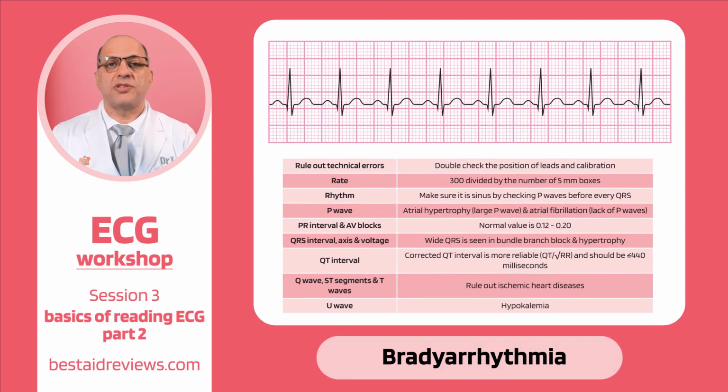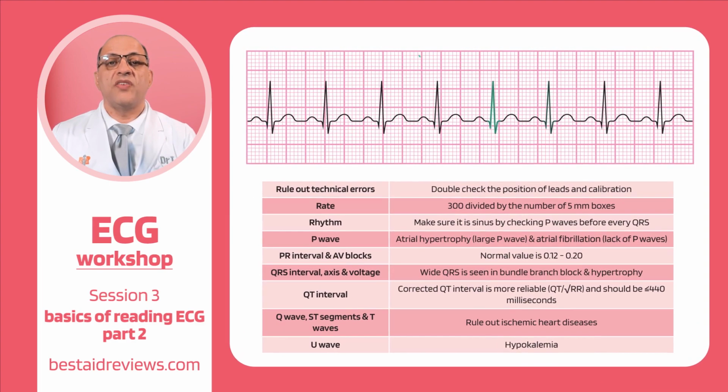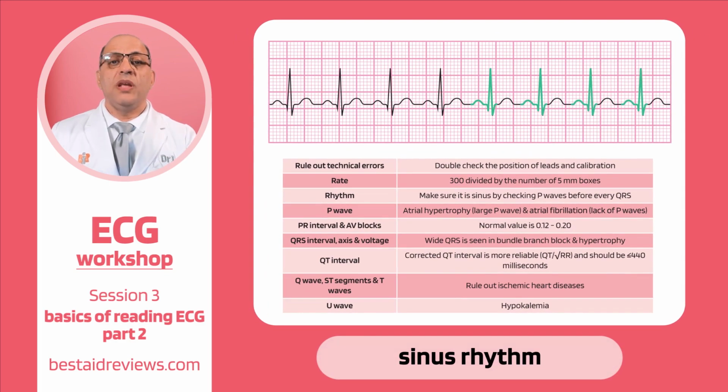The next step is to determine the heart rhythm. So we said we look at every QRS complex, and if there is a P wave before every QRS complex, then we call it sinus rhythm. Then we look at the P wave and see if there are changes there. We mentioned P pulmonale and P mitrale.